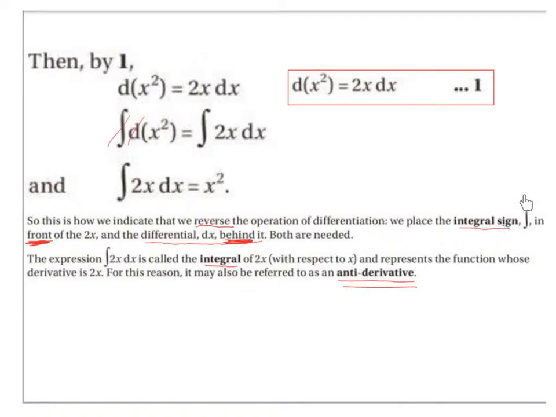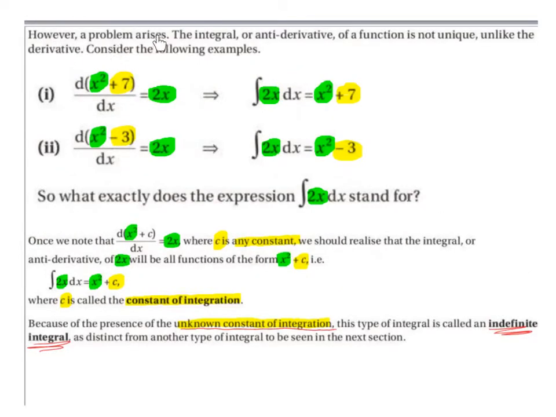We place the integral sign in front of the 2x and the differential dx behind it. Both are needed for the correct notation. The expression integral of 2x dx is called the integral of 2x with respect to x and represents the function whose derivative is 2x. For this reason, it may also be referred to as an antiderivative. However, a problem arises. The integral, or antiderivative, of a function is not unique, unlike the derivative.